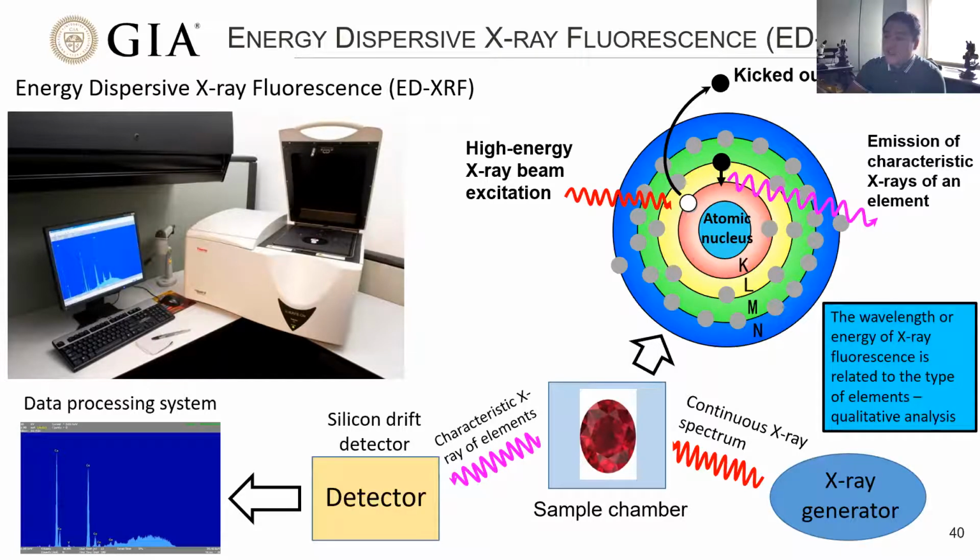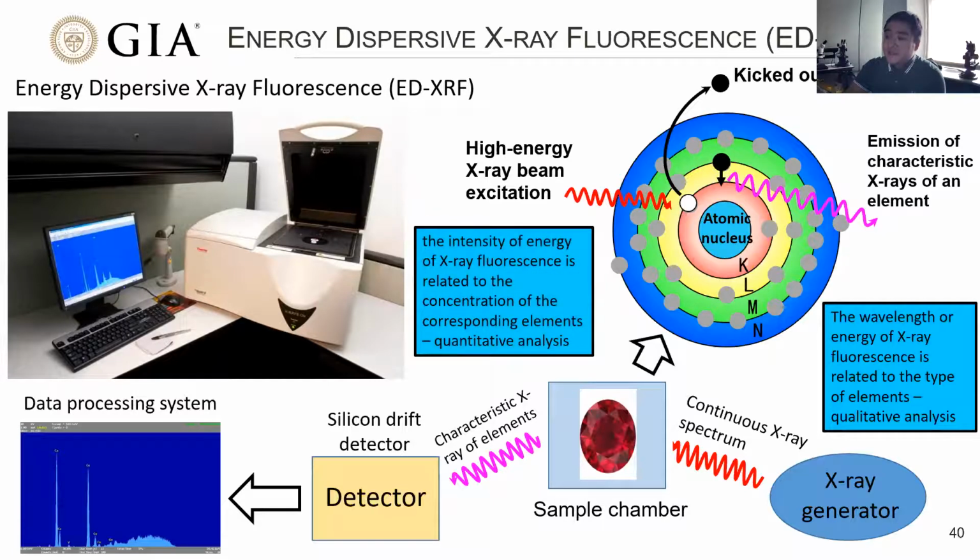The wavelength or energy of X-ray fluorescence is related to the type of elements. As long as the wavelength or energy of X-ray fluorescence is measured, the type of elements can be known, which forms the base of qualitative analysis of X-ray fluorescence. In addition, the intensity of X-ray fluorescence has a certain relationship with the concentration of the corresponding elements. The stronger the relative fluorescence intensity of an element, the higher the concentration of this element. Therefore, quantitative analysis of elements can be carried out.